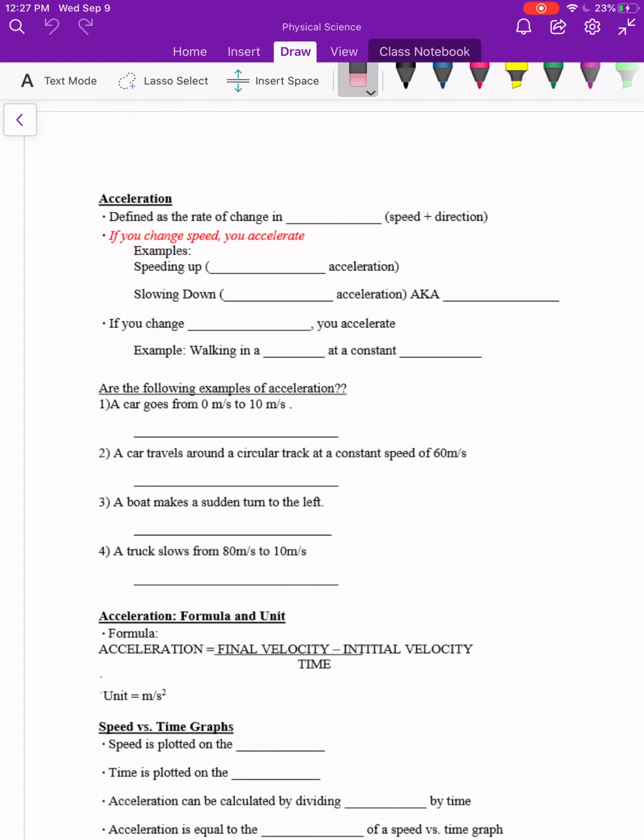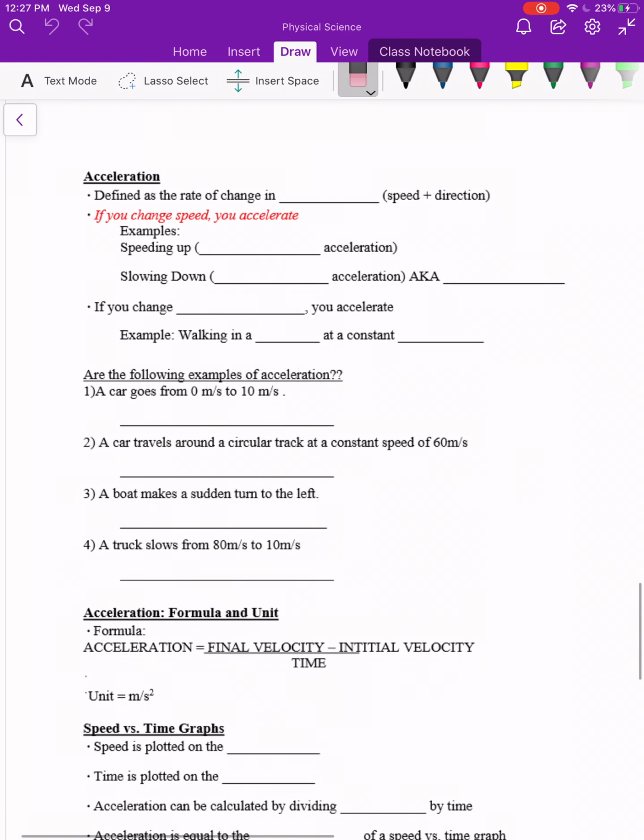Alright guys, so I wanted to do a quick video on acceleration so that we can work on problems in class. Acceleration is a little bit different than speed and velocity. You know, those equations were very similar, but with this it's a little bit more complex. But let's talk about what acceleration is.